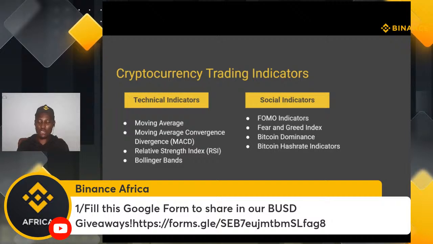For technical indicators, I'll be taking us through four types today, which are the moving average, the moving average convergence divergence, MACD, the relative strength index, and Bollinger Bands. While the social indicators include the FOMO indicators, fear and greed index, Bitcoin dominance, and Bitcoin hash rate indicators. These are some examples of social indicators.